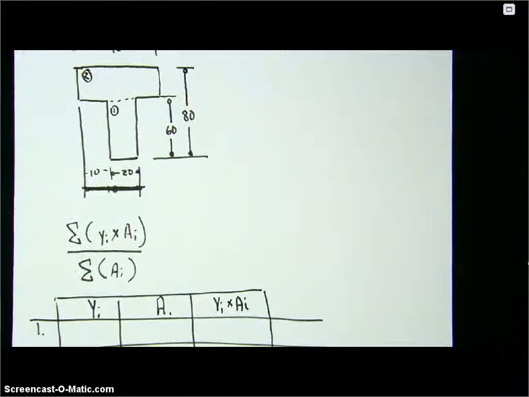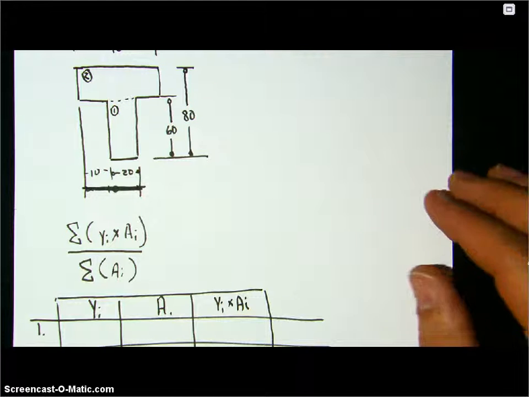All right, so yes, sir. Well, it's x like multiplication. So y times a.